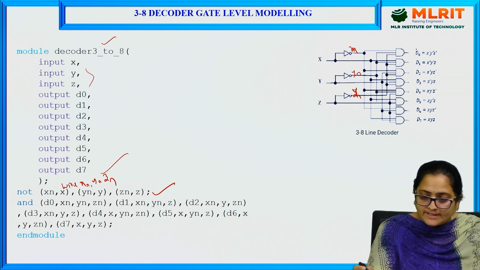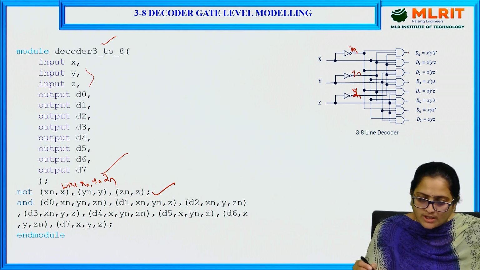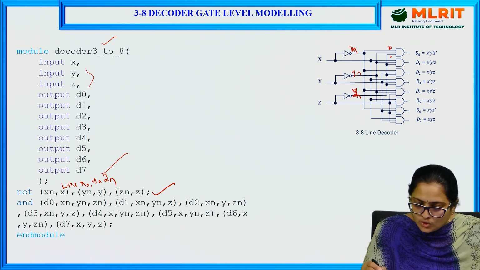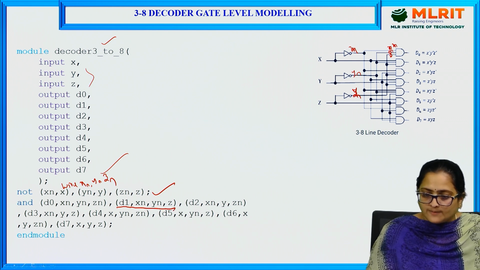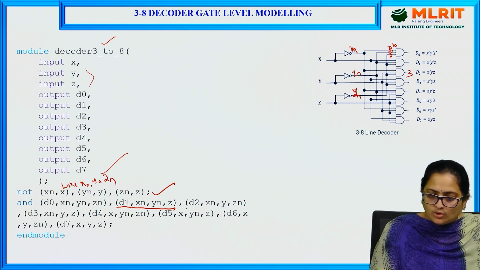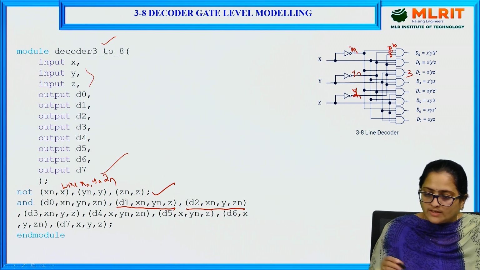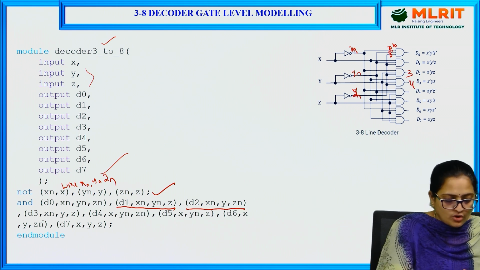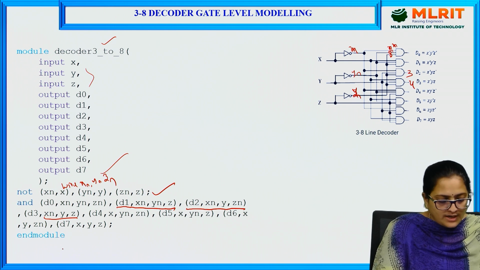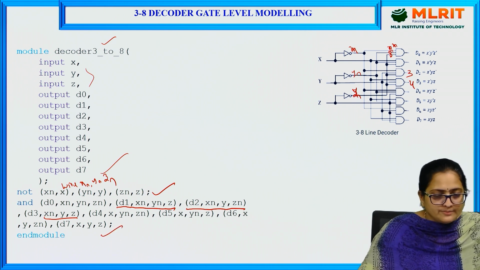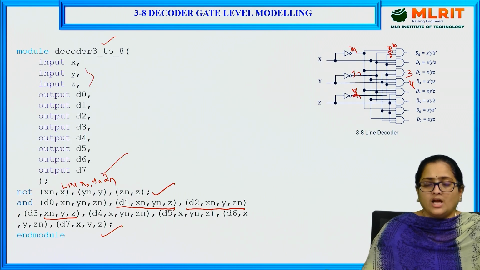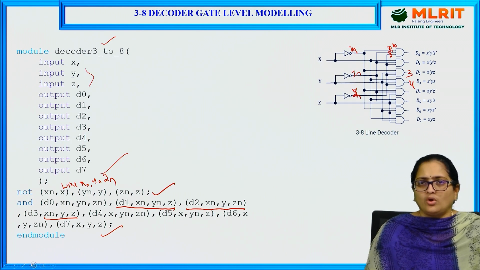For AND gate 1, the output is D0, and the inputs are XN, YN, ZN, that is 0 0 0. For the second AND gate, the output is D1 and the inputs are XN, YN, Z. For the third AND gate, the output is D2, and the inputs are XN, Y, ZN. For the fourth AND gate, the inputs are XN, Y, Z, and it goes on till D7. So this is just to represent how to write a 3 to 8 decoder in all the 3 levels.